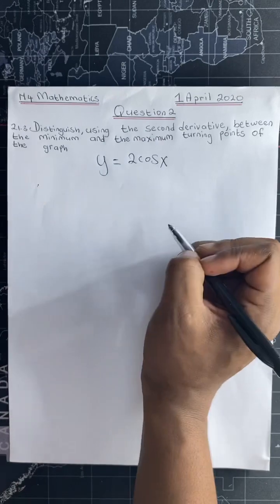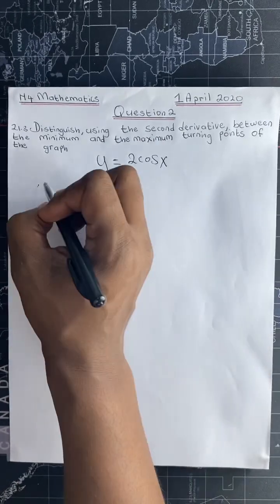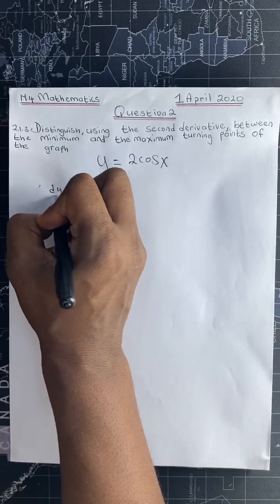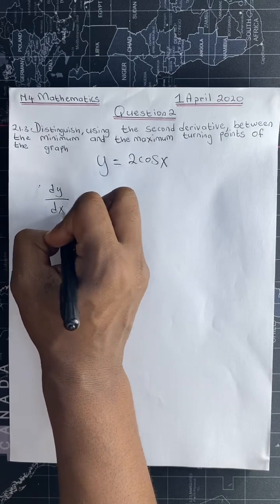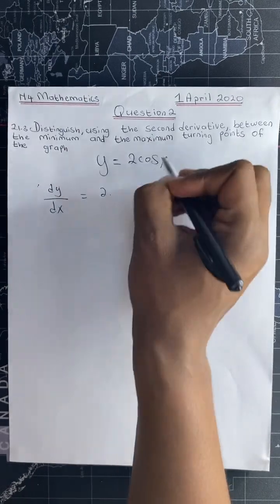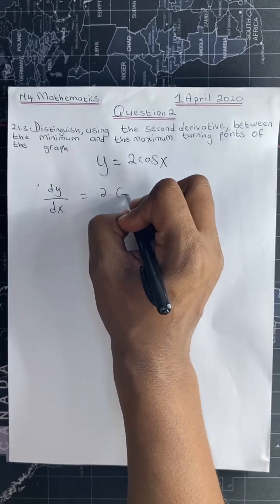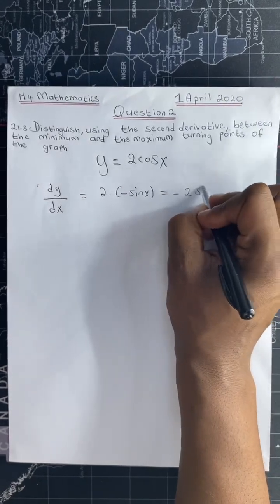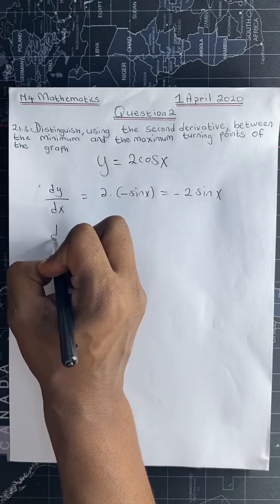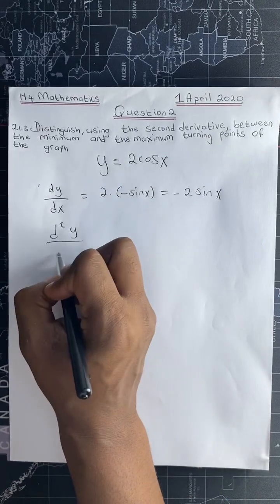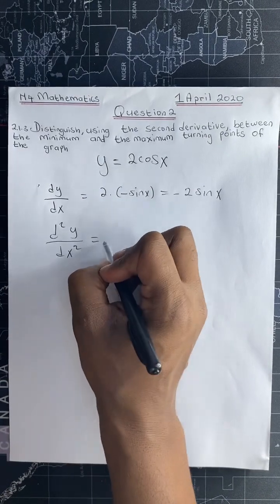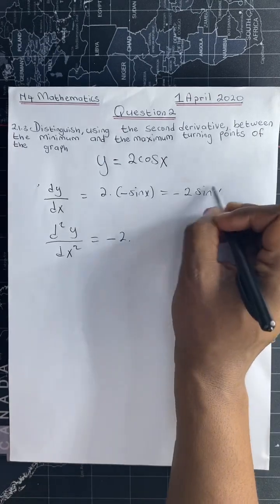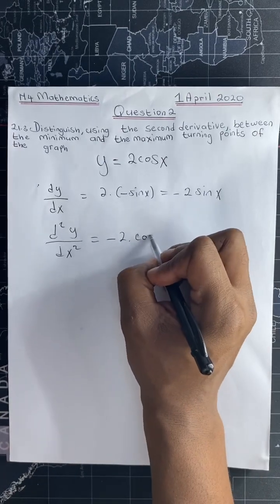So we have to state which one is minimum and which one is maximum. We do that by the second derivative. The first derivative was equal to 2 cos x, and the derivative of cos is negative sin x, so this was negative 2 sin x. For the second derivative, d squared y over dx squared, negative 2 multiplied by the derivative of sin x, which is cos x.